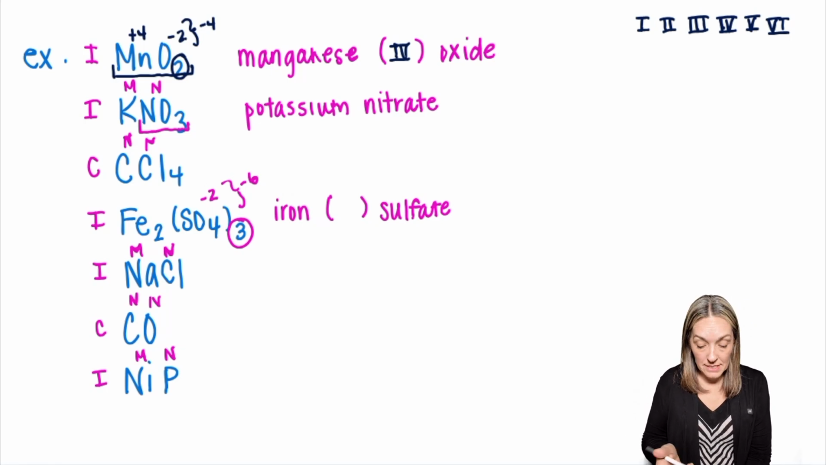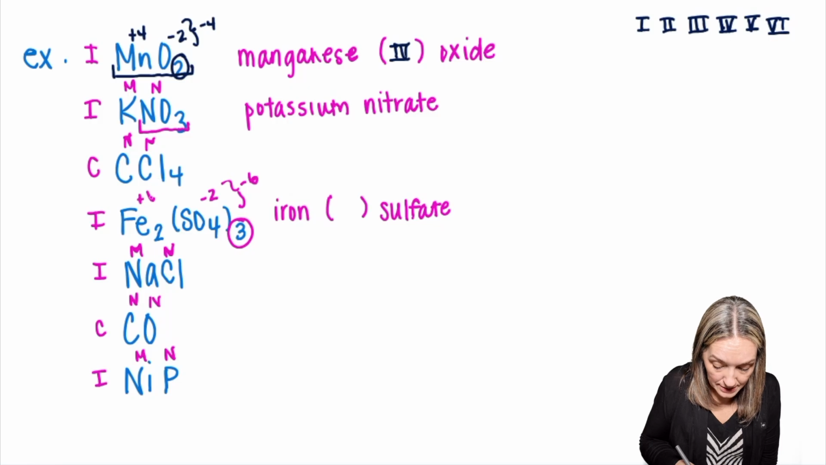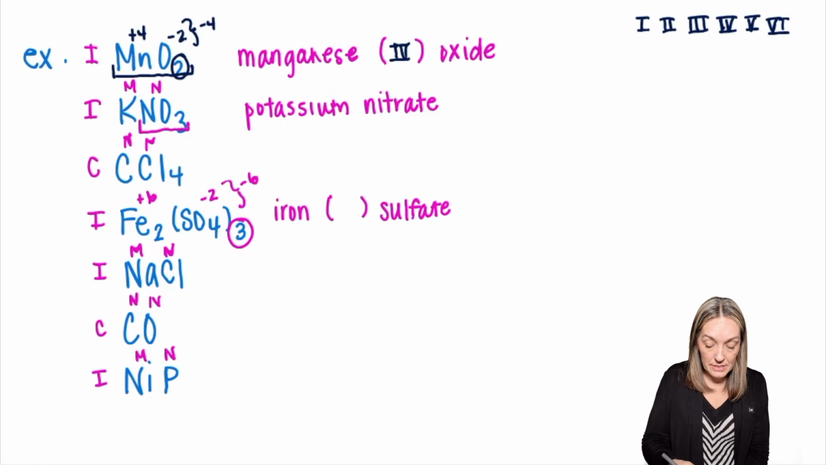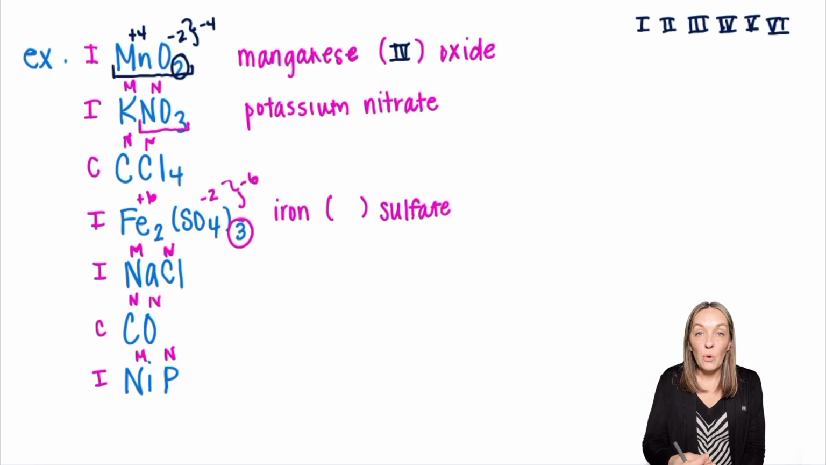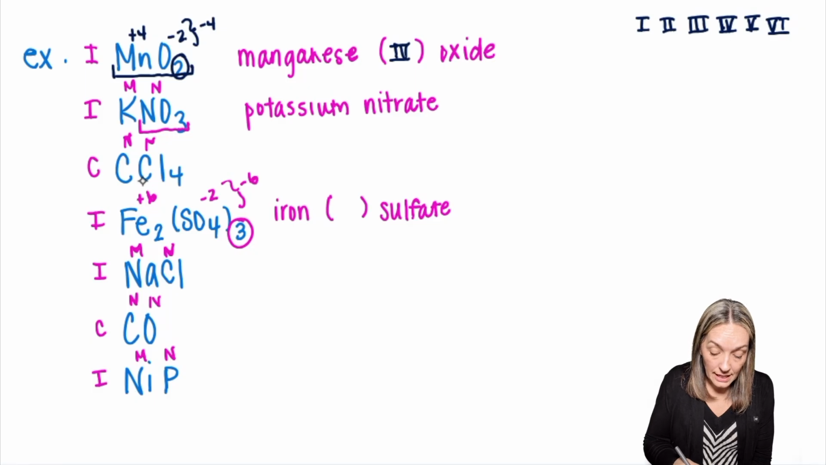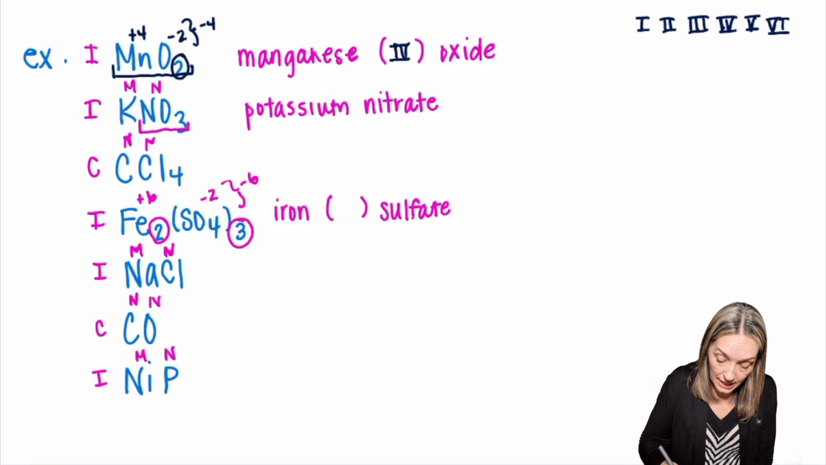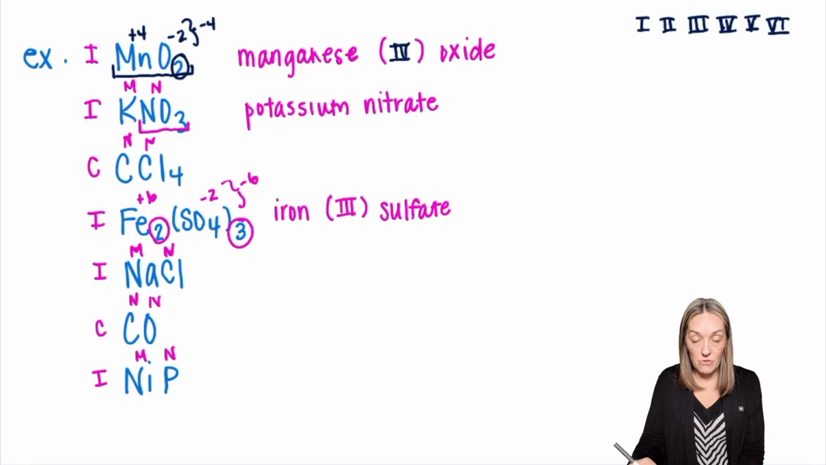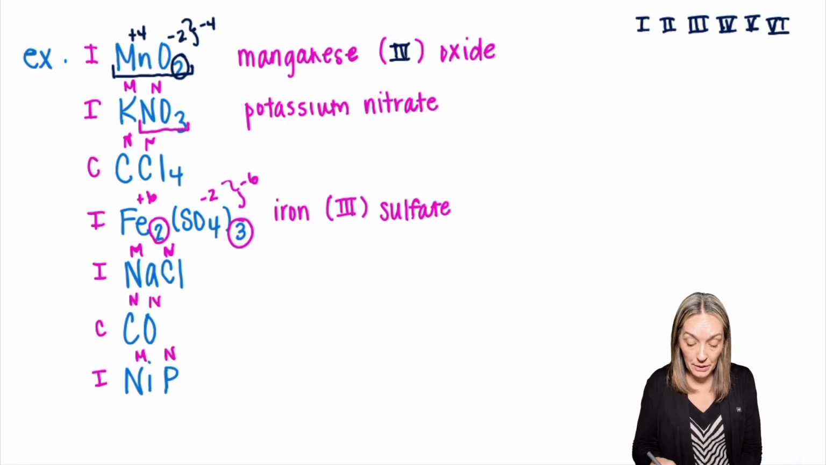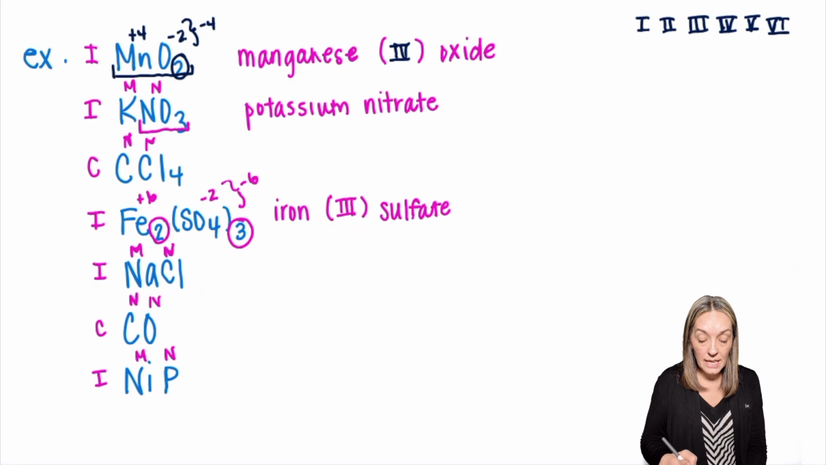So if they always add up to 0, I need 6 positives to balance out those 6 negatives. But I'm not looking for the total number of positive charges from the metal. Instead, I'm looking for the charge of a single iron. Yes, there are 6 positives in this compound, but they are split between 2 different iron atoms, which means that each iron atom has a +3 charge. So I'm going to put a Roman numeral 3 there. Iron 3 sulfate is the name of that ionic compound.